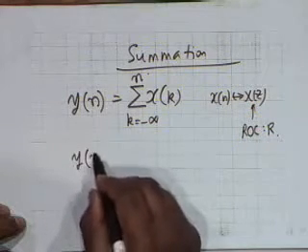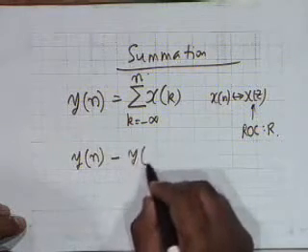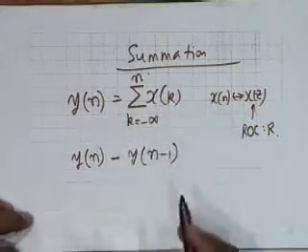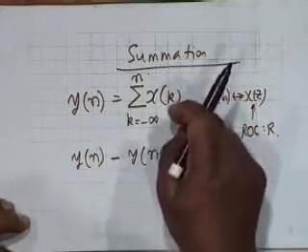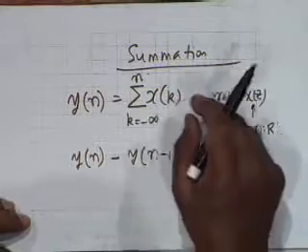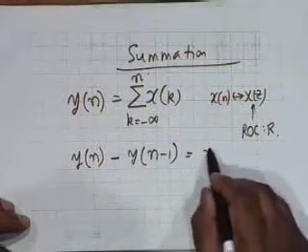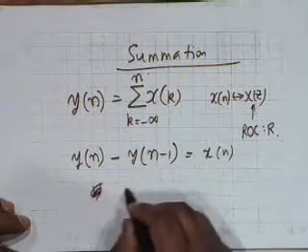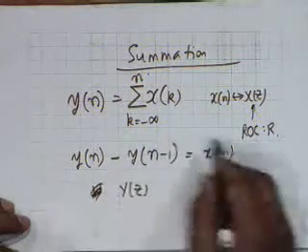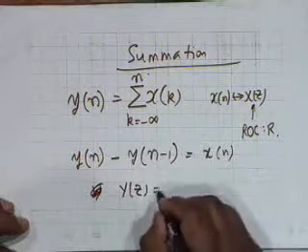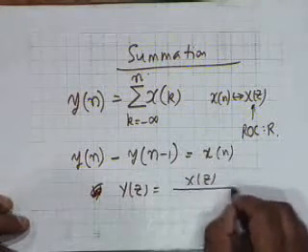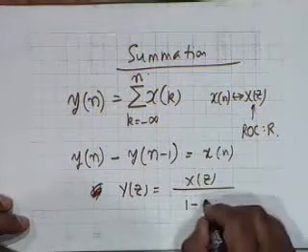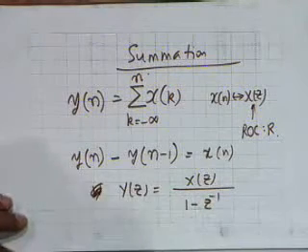Obviously, y of n minus y of n minus 1. This is a very clever trick. This we have done earlier also in the analysis of discrete time systems. This is equal to x of n, and one can easily see that capital Y of z, if I take the z transform of both sides, shall be simply capital X of z divided by 1 minus z inverse.